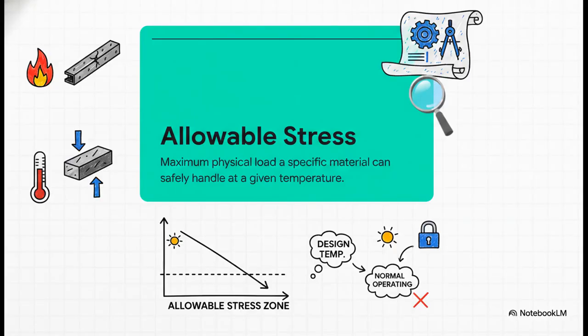Because heat weakens metal in this highly predictable way, engineers rely on a concept called allowable stress. This is the absolute maximum physical load that a specific material is legally and physically allowed to handle. And here is the core takeaway for any industrial design. Engineers must find the material's allowable stress based strictly on the higher design temperature. They never, ever base it just on normal operating conditions.